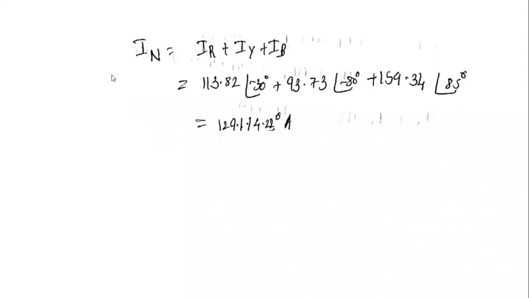Next, IN. What is the neutral current? IN is equal to IR plus IY plus IB. Substitute all the values of the phase currents, then we obtain the total neutral current. That is 129.1 at an angle of 11.42 degrees amperes. This is the current at the neutral point.